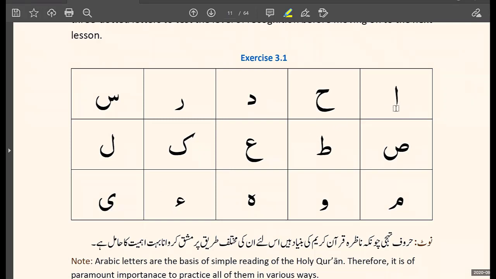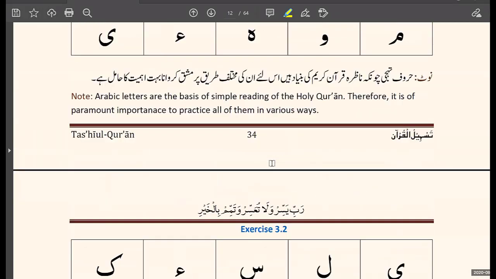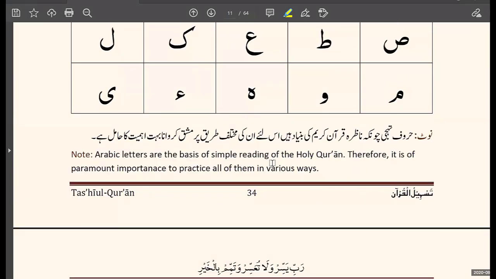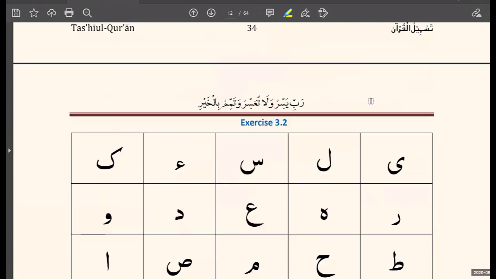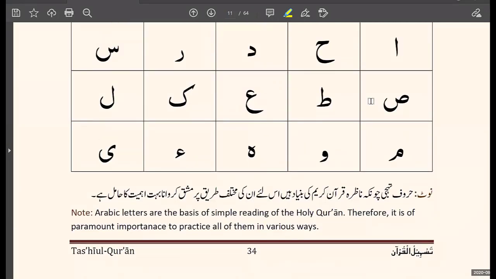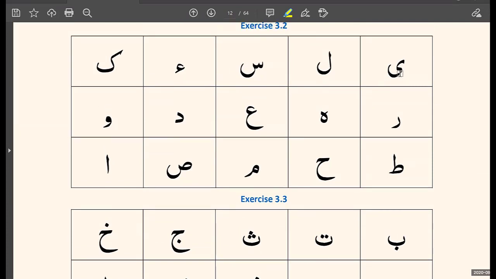So you remember these are the 15 letters. All students, please recognize that these are the 15 letters which have no dot, meaning there are 29 letters, and if you exclude 15, 14 are left, and these are here. Inshallah, we will come to that. Okay, if we continue with exercise 3.2, that was in alphabet order, but now it is mixed. Start from ya.